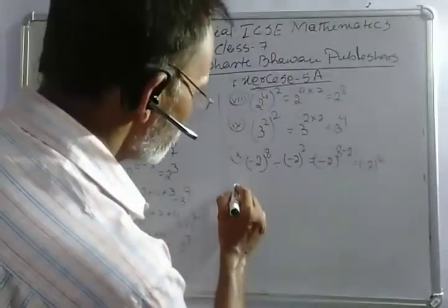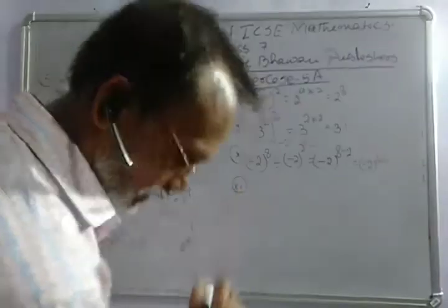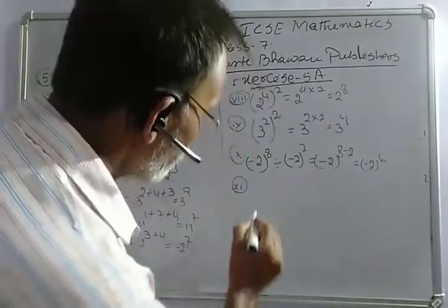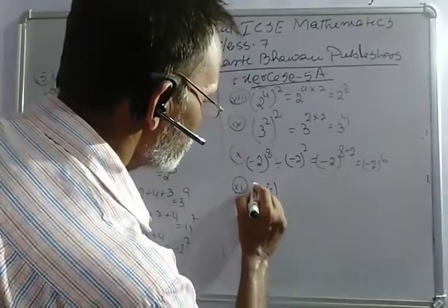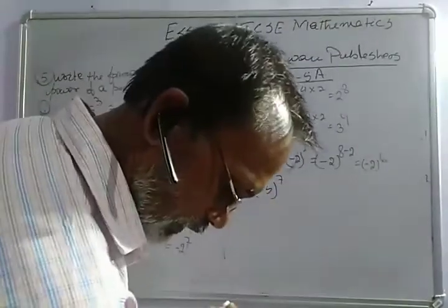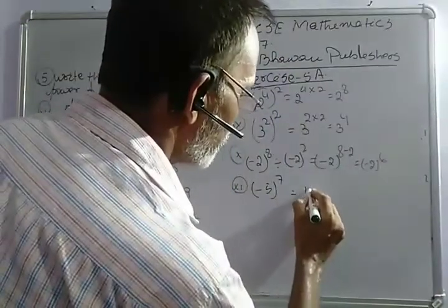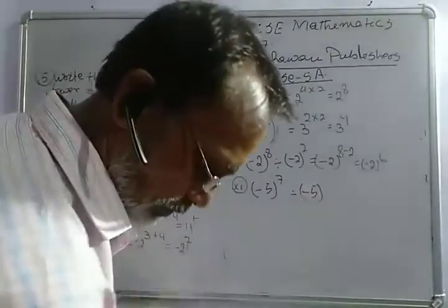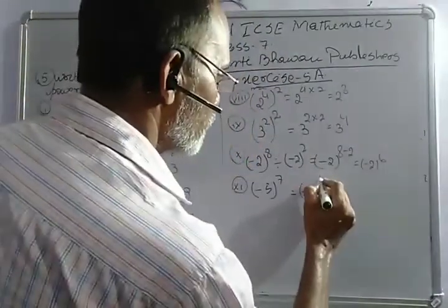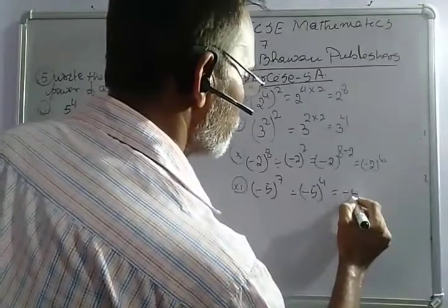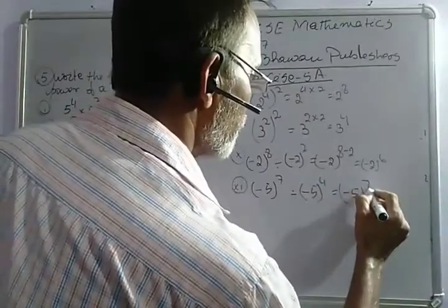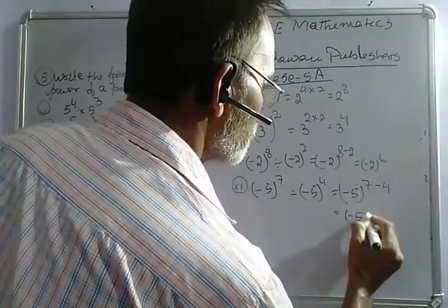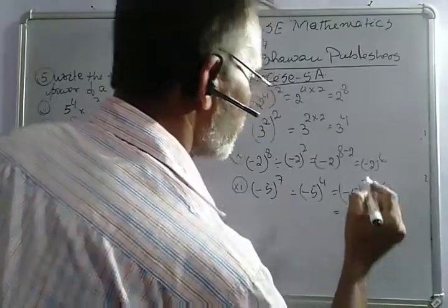Number 11 is minus 5 to the power 7 divided by minus 5 to the power 4. So this is equal to minus 5 to the power 7 minus 4. So this is equal to minus 5 to the power 3.